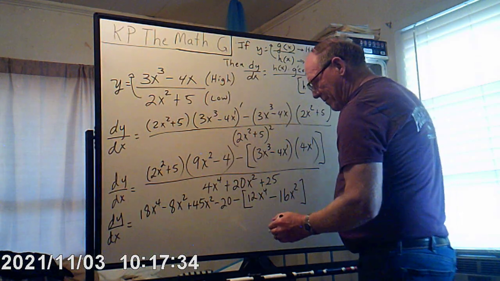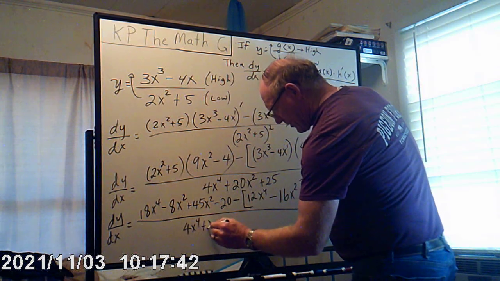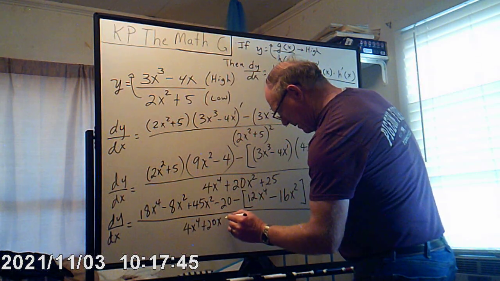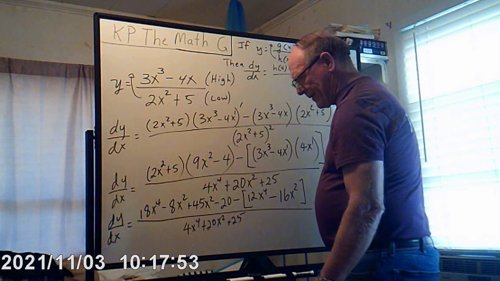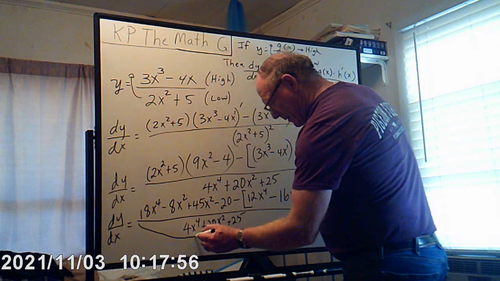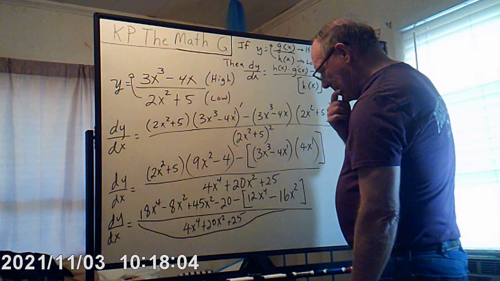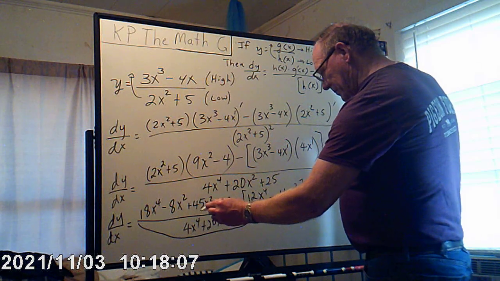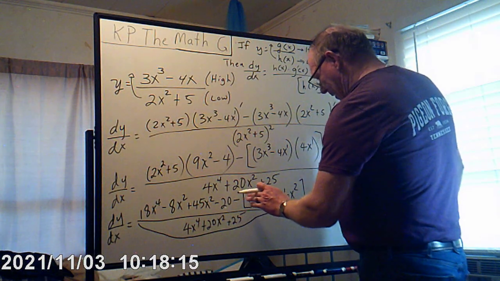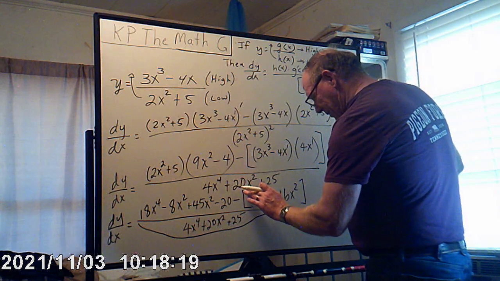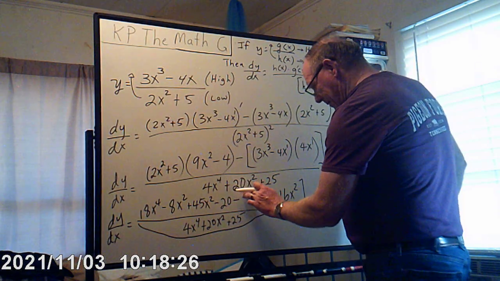Alright, now again we just distribute that now over the denominator. 4x to the 4th plus 20x squared plus 25. Let's keep it separated. We can combine these. We can actually distribute here. If we go ahead and do it here, a minus times a positive is a minus, and a minus times a minus is a plus. So I just went ahead and did that in one move.